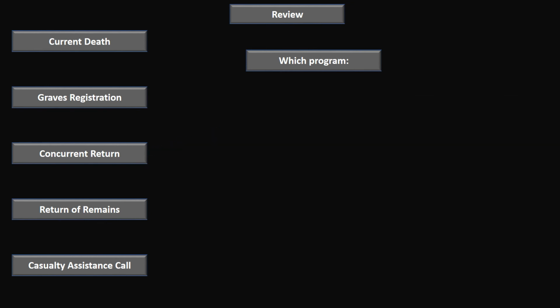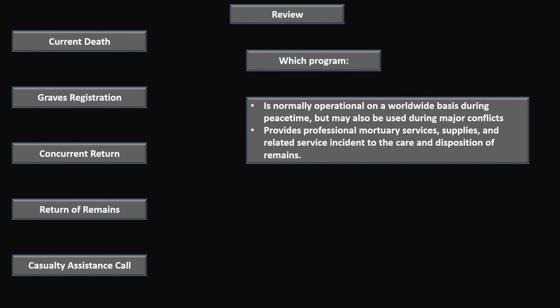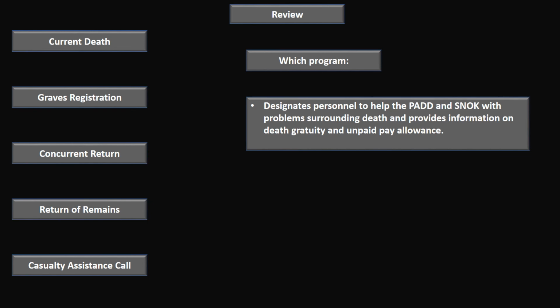Which program is normally operational on a worldwide basis during peacetime, but may also be used during major conflicts, and provides professional mortuary services, supplies, and related services incident to the care and disposition of the remains? Well, that is our Current Death Program. And finally, which program designates personnel to help the person authorized direct disposition and the secondary next of kin with problems surrounding the death and provides information on death gratuity and unpaid allowances? That's going to be our Casualty Assistance Call Program.